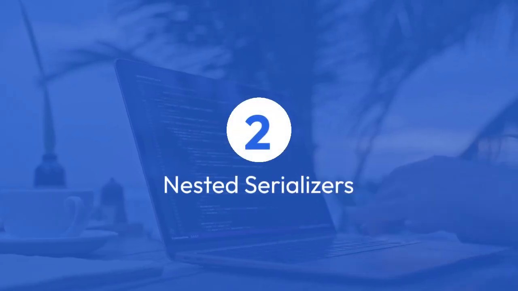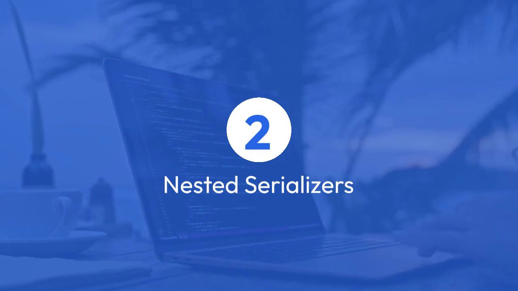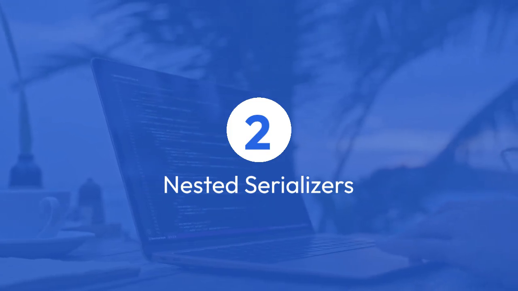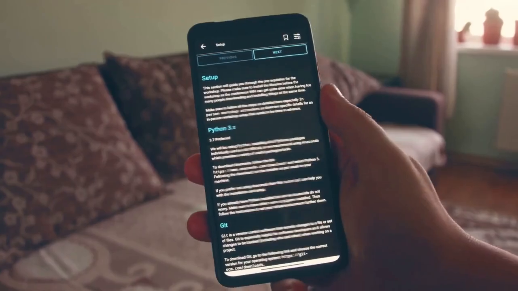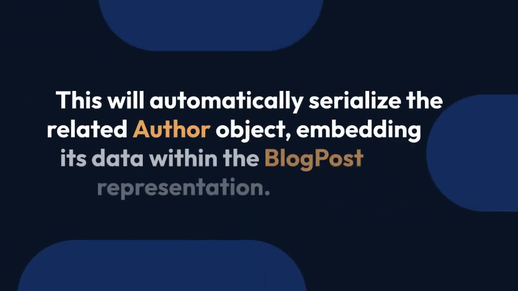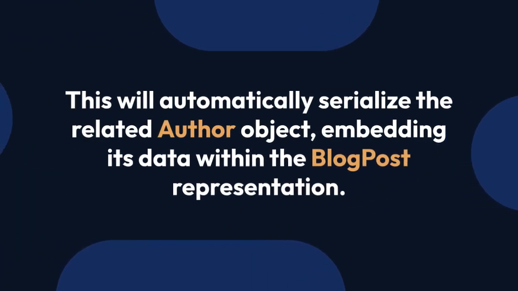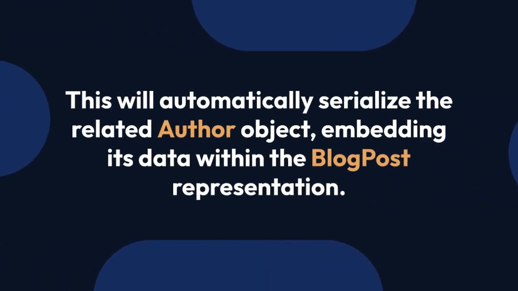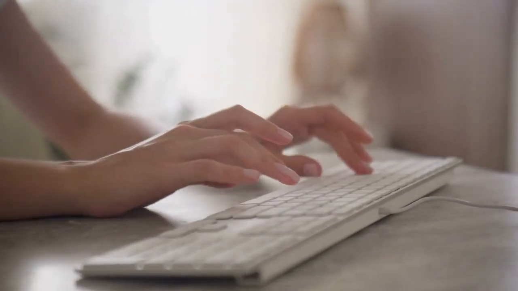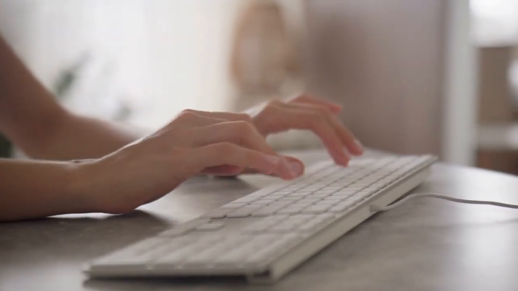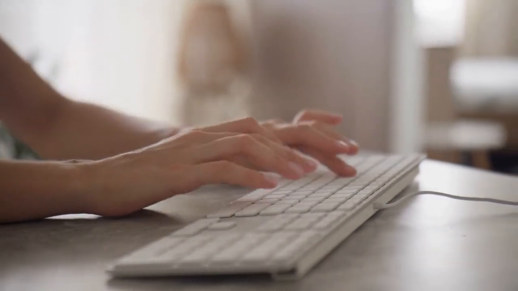2. Nested serializers. The most straightforward approach is to use nested serializers. This involves creating a separate serializer for the author model. Let's call it author serializer. Then, in your blog post serializer, you'll define a field that uses the author serializer. This will automatically serialize the related author object, embedding its data within the blog post representation. You achieve this using the serializer attribute and defining the author serializer explicitly in the field definition.